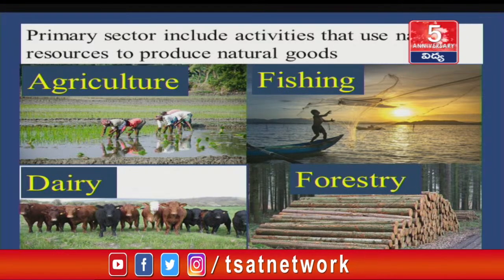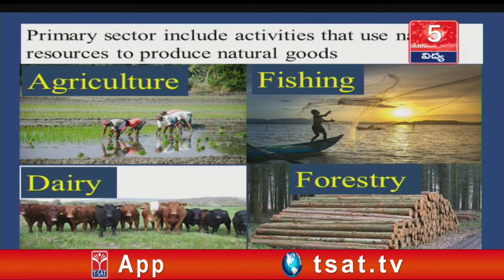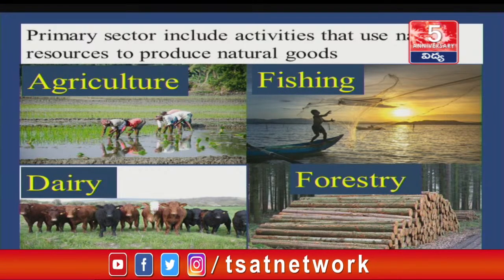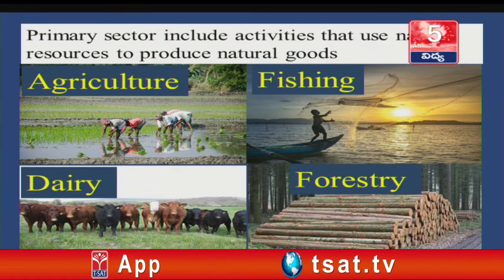So from that one, the fish production is a part of this resource, the primary sector. And the dairy, because of the animal product, and the animals are natural things. So even that is also part of this primary sector. And of course the forestry, the forest is also giving so many products for us.